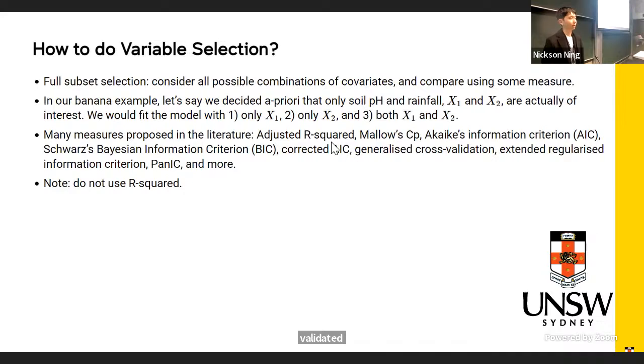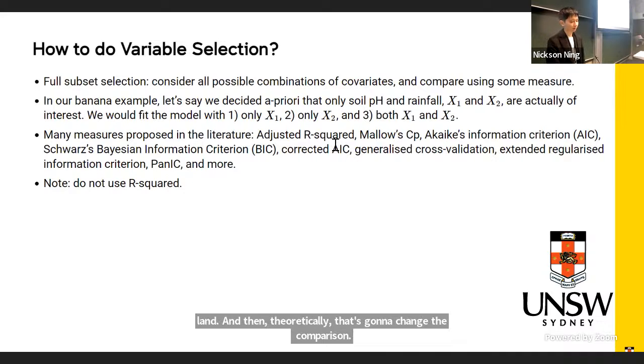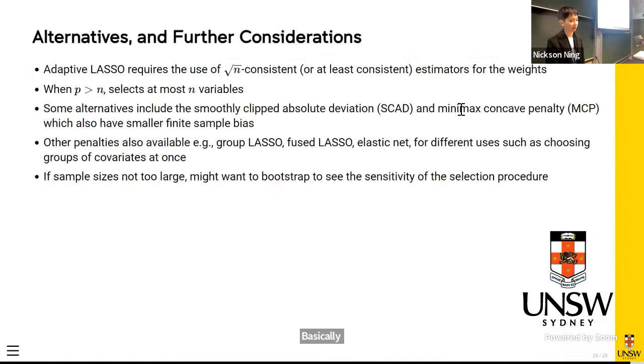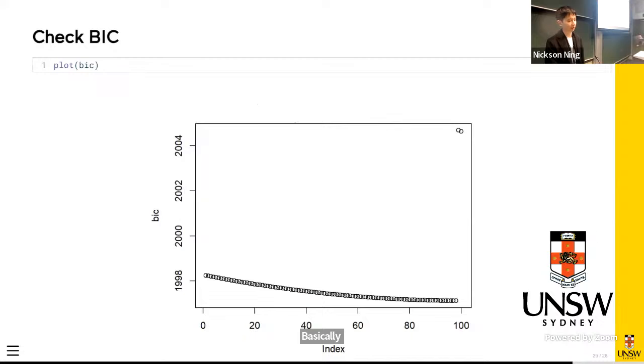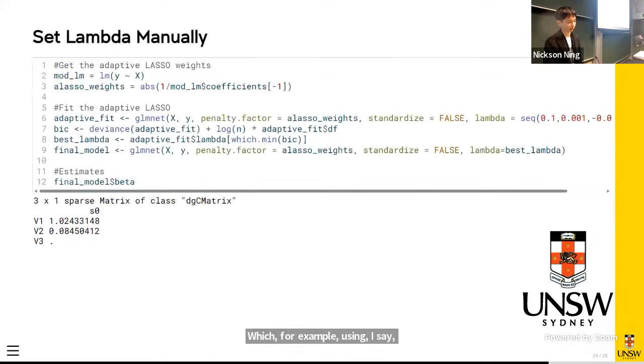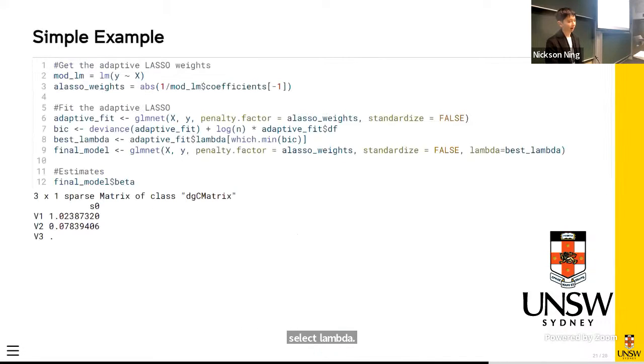Yeah, good question. So the question was, is the way I select lambda in the adaptive lasso, for example using AIC or BIC, important, in particular for the oracle property? And the answer is yes. So when you use BIC, you get the oracle property.